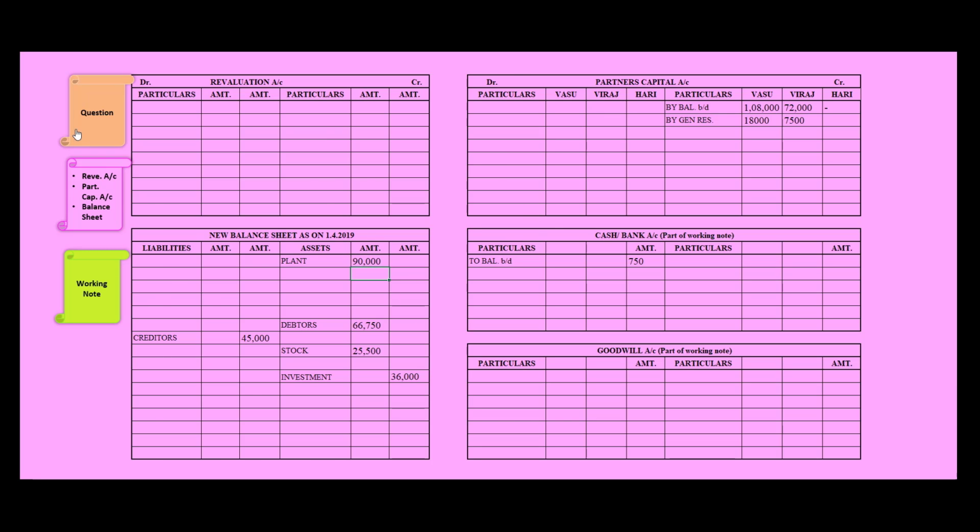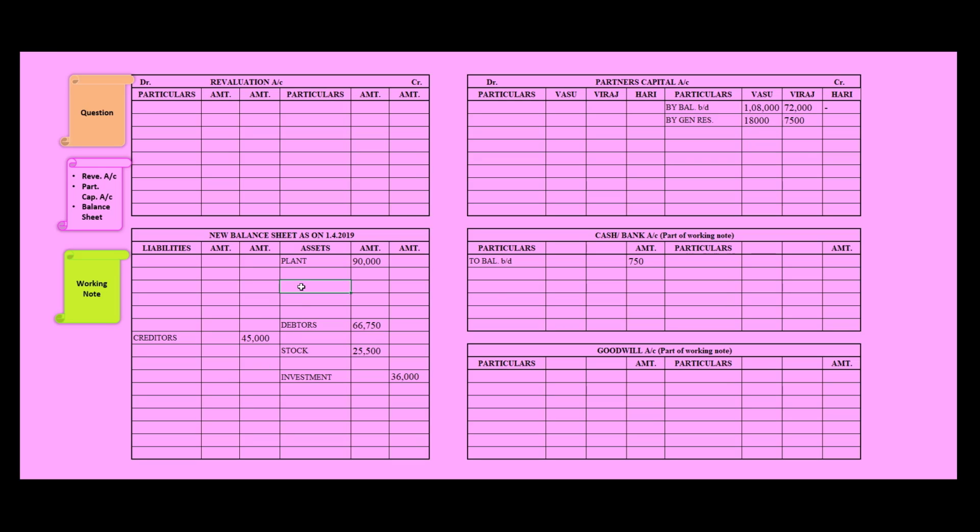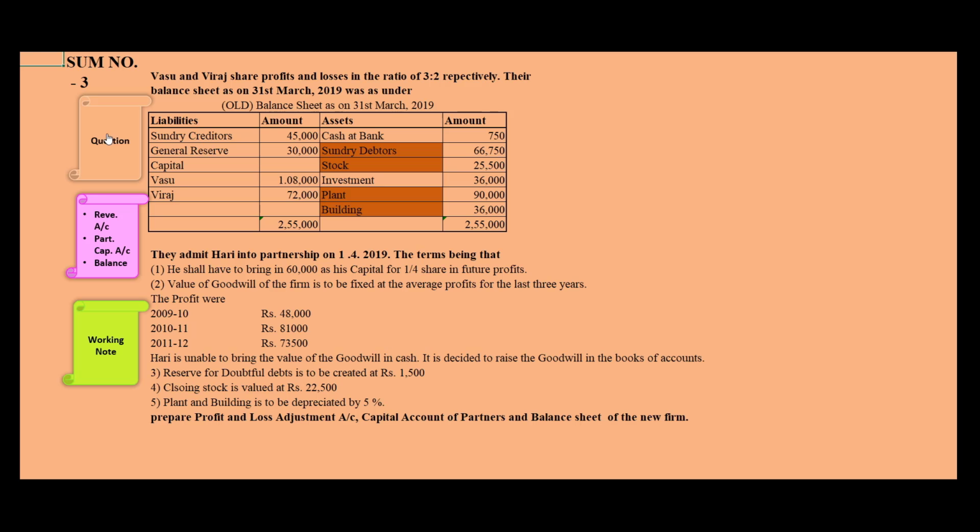Okay. Keep on looking, students. You will understand this sum very nicely. Building 36,000. We have marked. So adjustment is there. It will be recorded in inner column 36,000. Since it is fixed asset, we can write here on the top. Building 36,000. Now all asset and liabilities are transferred to new balance sheet.